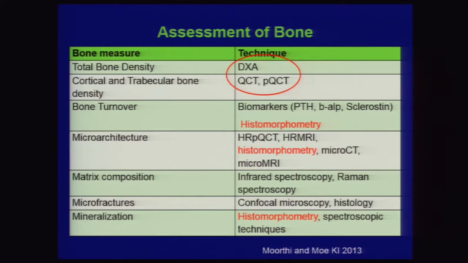So we know that we can measure bone density by DEXA, and you can also measure cortical and trabecular density and microarchitecture by higher resolution imaging such as QCT. However, the other components of bone quality that are also very important at this point in the game can only be measured by invasive bone biopsy. So turnover, microarchitecture, matrix composition, microfractures and mineralization all require a bone biopsy.